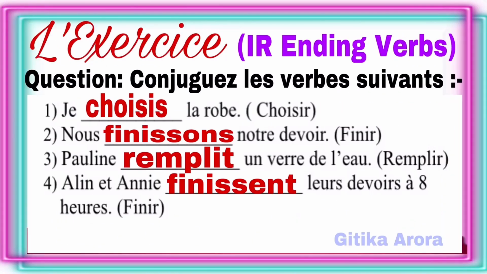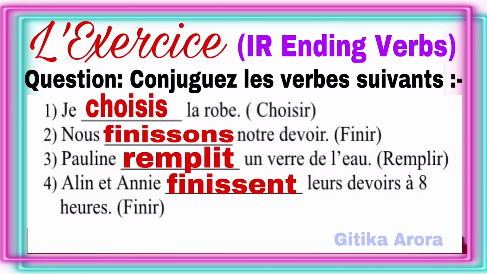Okay? Let's do the exercise now. The first question is je dash la robe, and the verb which is given in the bracket is choisir. That means to choose. So with je, what do we do? We cut ir from choisir, our infinitive word, and we put is. So it will become choisis. Je choisis la robe. I choose the dress.